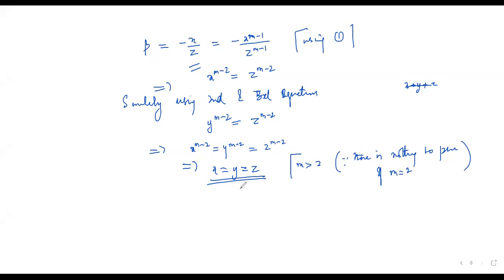OK, so the first part is proved. Therefore, for an umbilic, I must have x equal to y equal to z.